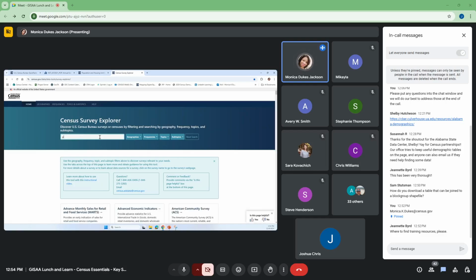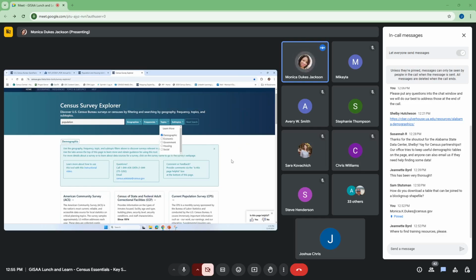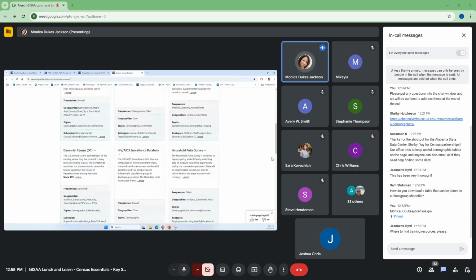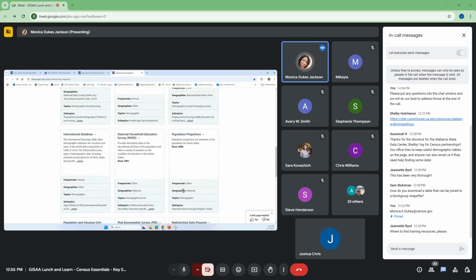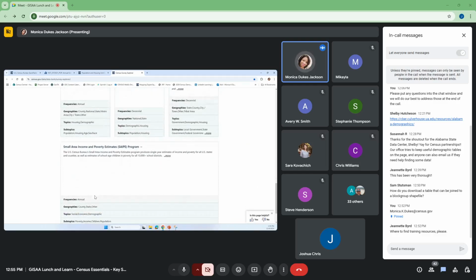My apologies, I typed too far. If I type in population here, I can do a search from here, or I can look at topics. If I'm looking for demographics and I click demographics, all of these tools are telling you what's available, the frequency that is available, what geographies you can find, the topics, and then subtopics. Again, there's a wealth of information on our census.gov page. This is to help guide you on what's available. I clicked on the topic demographic, so all of these programs or tools have demographic data available in them. And then you can narrow down from there which one works best for you.